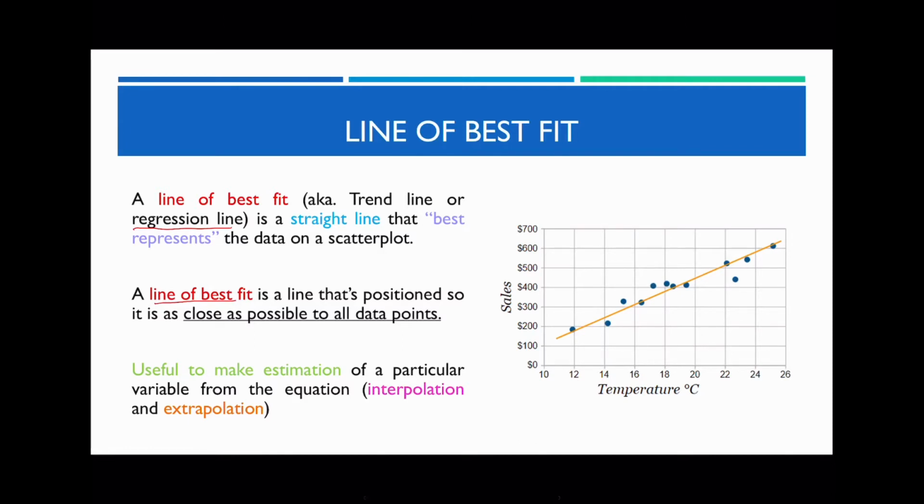And the reason why the line of best fit is really useful is because we're able to make estimations for a particular variable from the equation, and there are two methods for us to estimate, and these are interpolation and extrapolation. So we're going to be looking at these two in the next lesson in a bit more detail, and I'll tell you guys what that means later on.